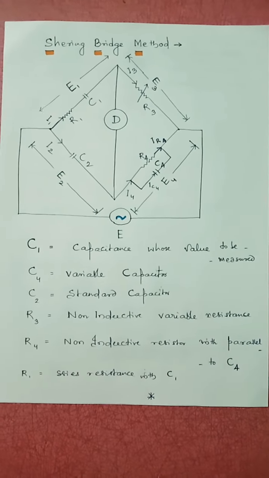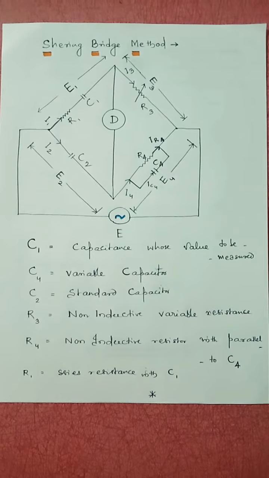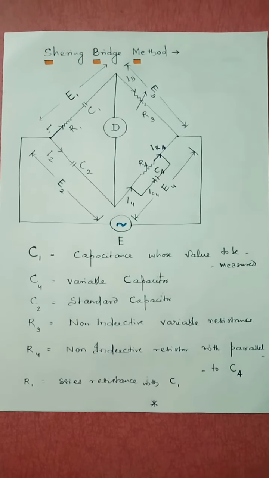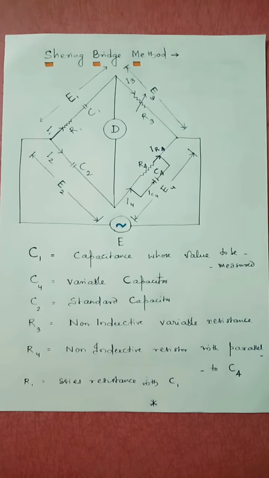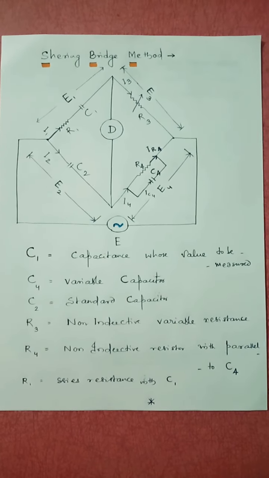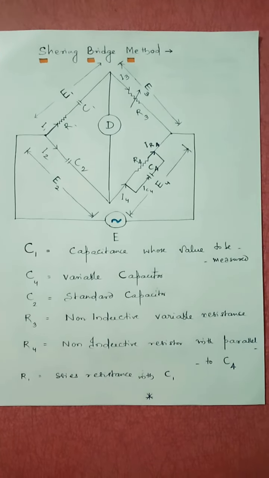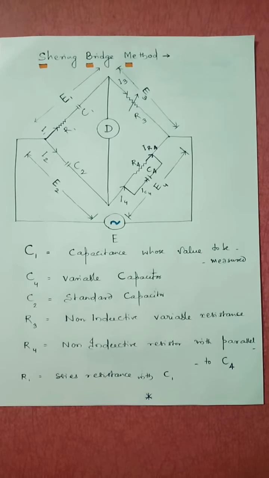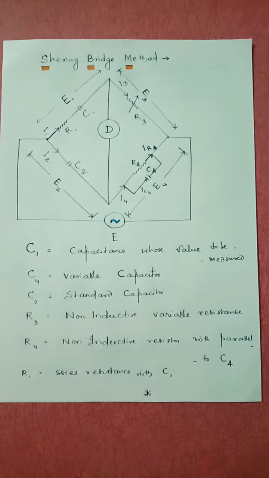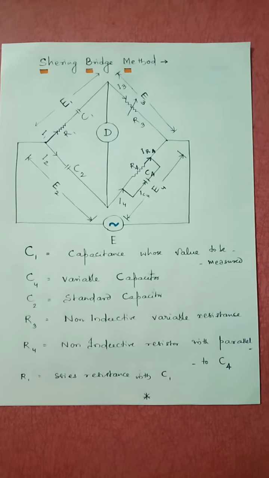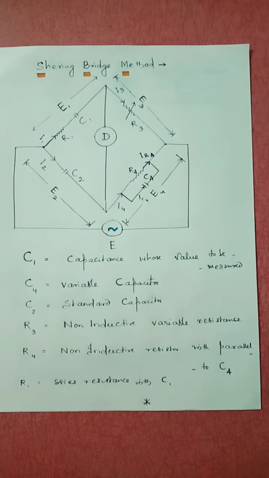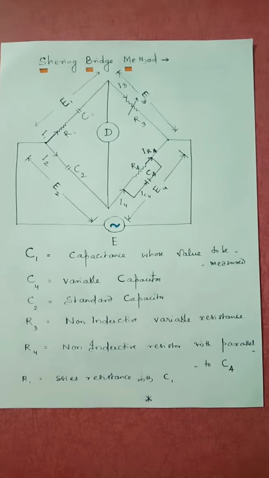Next one, Schering bridge method. This is also similar to Owen bridge method. 4 arms R1, R2, R3, R4. C1 is connected in series with R1, but C4 is connected in parallel with R4. I1, I2, I3, I4, IR4 as shown in figure.